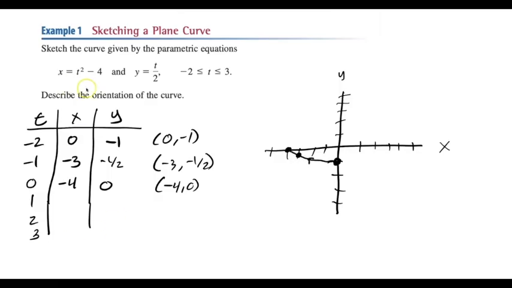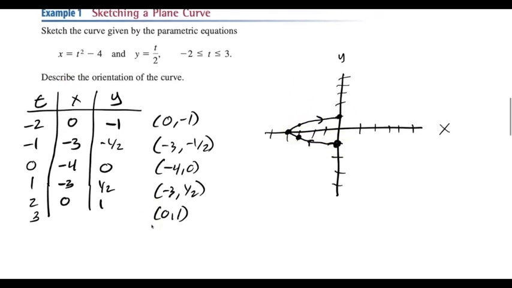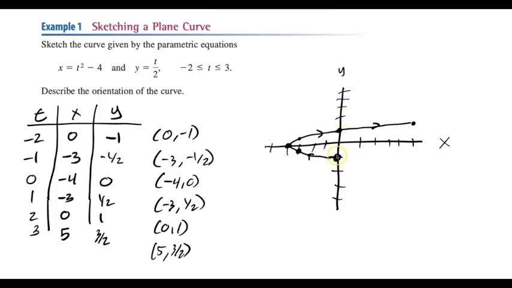Plug in 1. 1 squared minus 4 is -3. 1 over 2 is 1/2. -3 and 1/2. 2 squared minus 4 is 0. 2 over 2 is 1. So we have 0, 1. Right there, our graph's going like this. So again, it lets us know that it's going in this direction. We started here, we're going this way. And then finally 3. 3 squared minus 4, 9 minus 4 is 5. 3 over 2. So we have 5 and 3 over 2. And little arrows, every once in a while, to let us know that's the path or direction. So that's our curve. And then we describe the orientation by doing the little arrows.